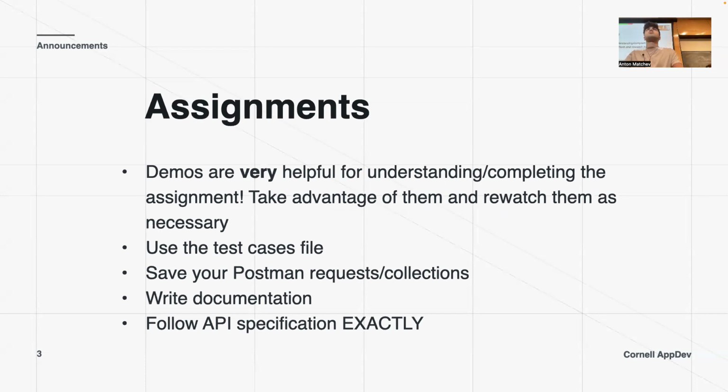We post YouTube recordings of every class. They're available on the Cornell App Dev YouTube, and they show us step by step going through routes and how to implement them. It's pretty relevant to your actual assignments, so make sure to take advantage of them and rewatch them. Also, we posted a test case file on Ed Discussion, and that's going to be testing all the actual functionality that we want you to implement, including the status codes, the actual routes, and what you should be returning. Make sure to run that at least once to make sure your code satisfies the requirement details.